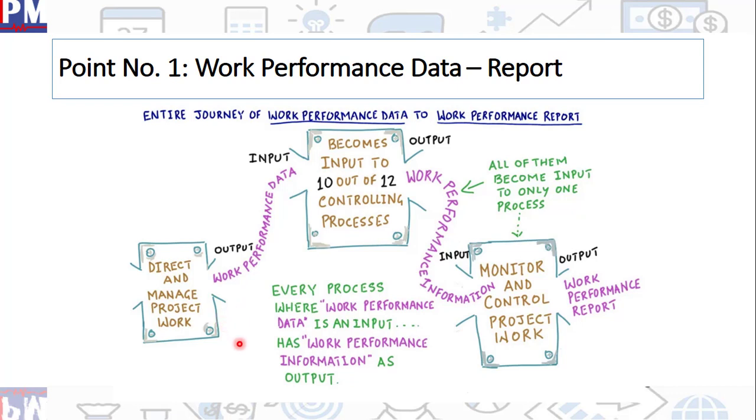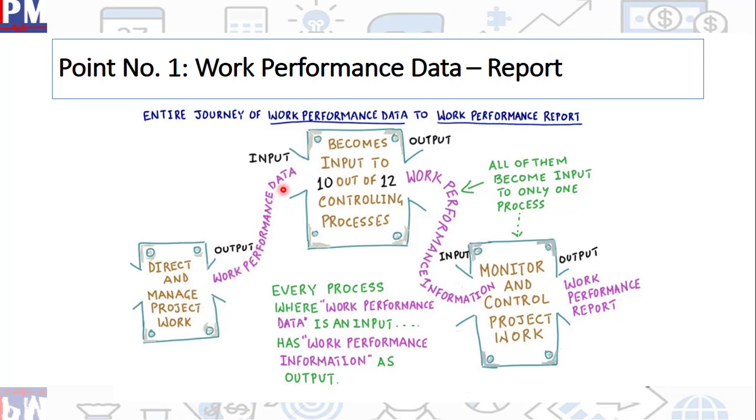The very first thing that you need to remember is direct and manage project work produces work performance data. If the question is talking about work performance data or data in general, they are talking about direct and manage project work. This is where your deliverables are created. This is the main execution process. Work performance data becomes an input to 10 out of 12 controlling processes. You need to know that work performance data is an output of only one process, which is direct and manage project work, nowhere else.